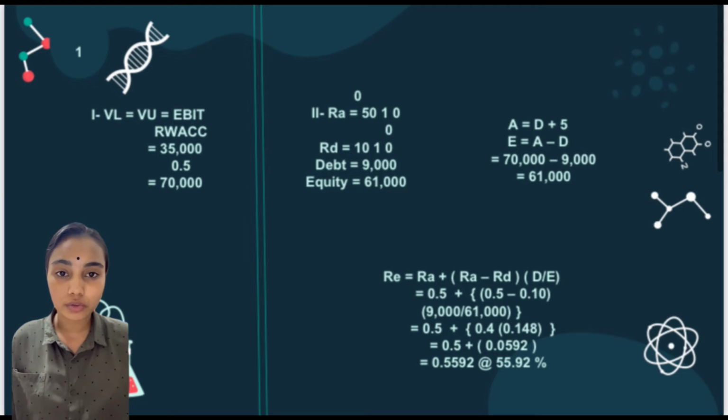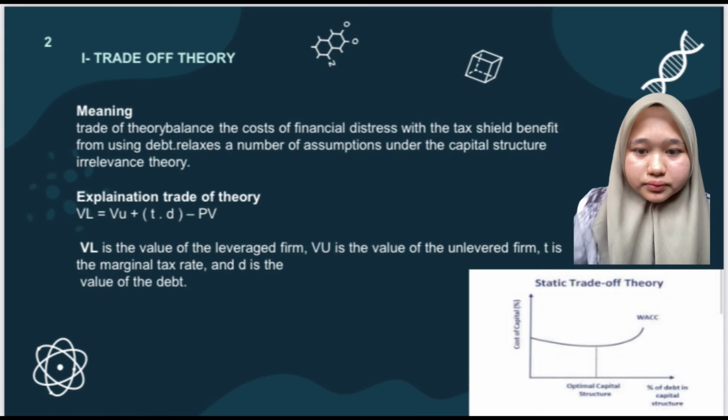The conclusion is the expected income is 35,000. From this amount, 9,000 times 10% is paid to debt. Thus, 35,000 minus 900 is paid to equity holders.